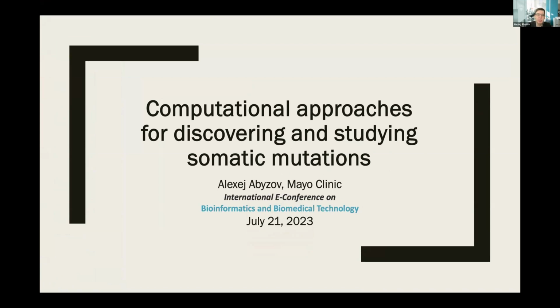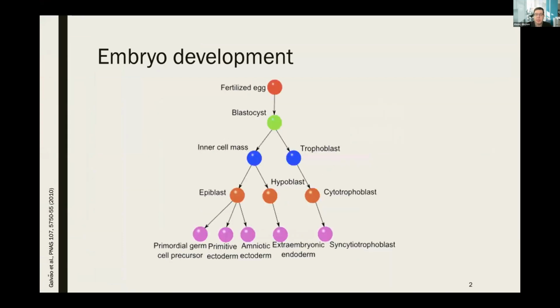And today I'm going to talk about computational approaches for discovering and studying somatic mutations. But I will start with a more general introduction. So we as mammals develop from a single fertilized egg, which is shown here. And then the development follows a very defined process.